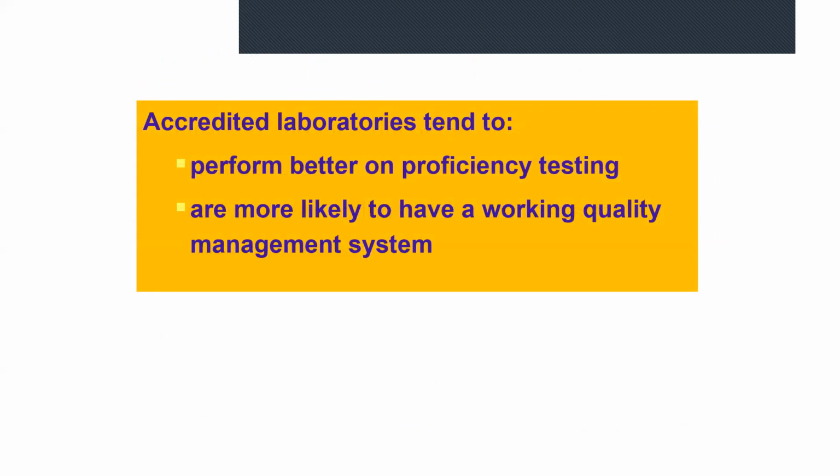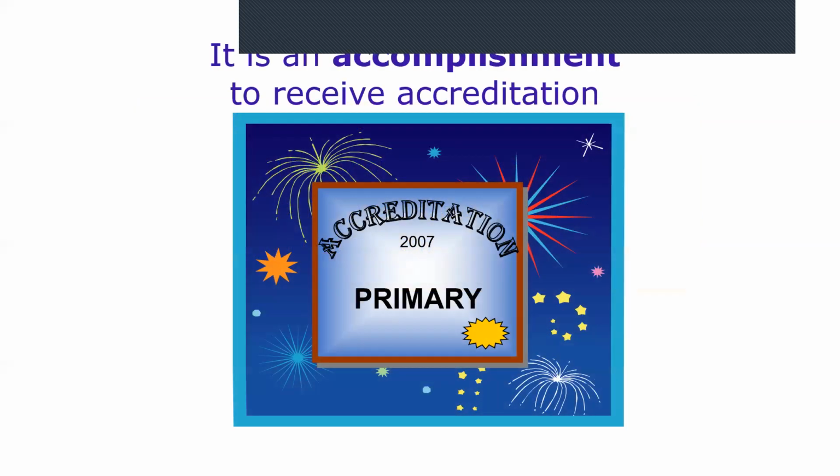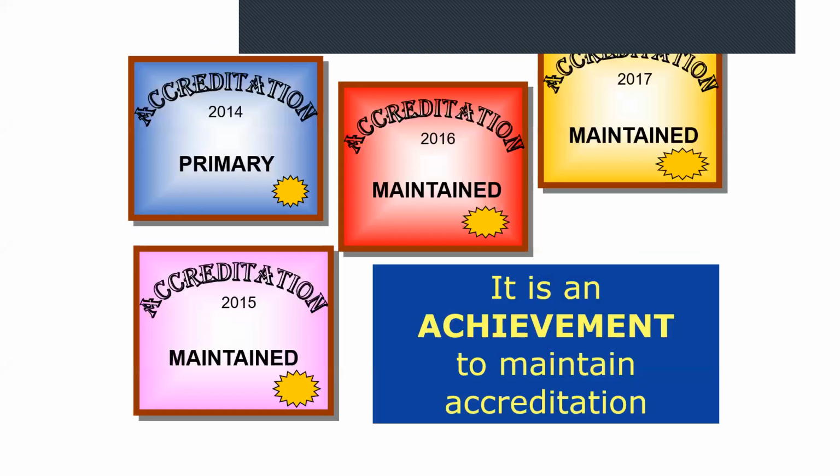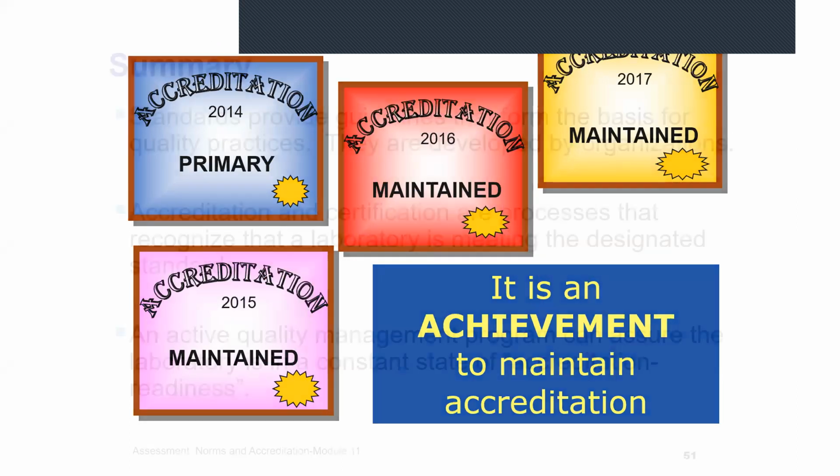And when you have an accredited laboratory, you usually perform better on proficiency testing, and you're more likely to have working quality management systems in your lab if you've been accredited. So accreditation is an accomplishment. And when you have an accreditation that starts in 2014, and then it's maintained through 15, 16, 17, well, you've maintained an achievement of your accreditation, and that is very good for your laboratory.